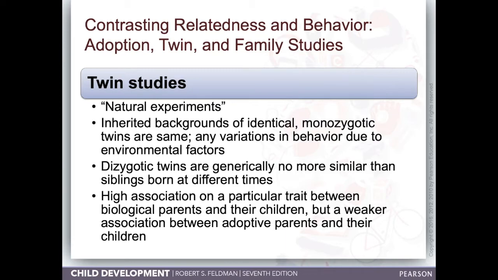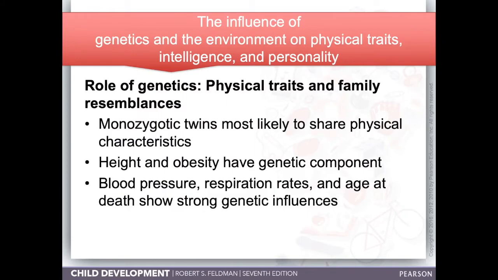There's a lot to determining that. The influence of genetics and the environment on physical traits, intelligence, and personality. The role of genetics in physical traits and family resemblances. Monozygotic twins are most likely to share physical characteristics. Height and obesity have genetic components, and blood pressure, respiration rates, and age at death show strong genetic influences as well.